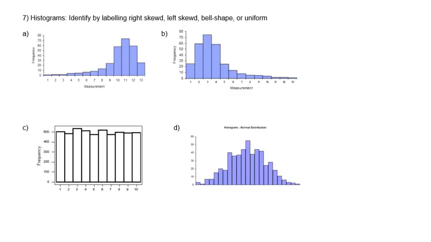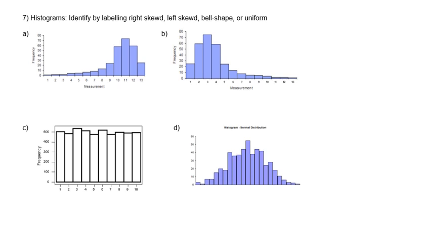Problem number 7. Once again, stop the video, try the problem. Identify the following histograms as either being right skewed, left skewed, bell-shaped, or uniform. I think there's an E missing here, whatever. I'm not an English instructor. All right, so right, left, bell-shaped, or uniform.